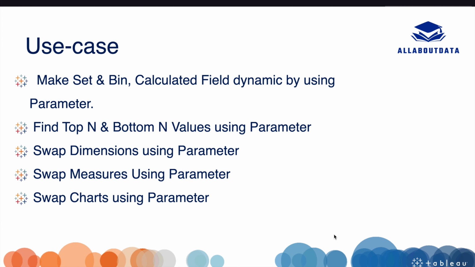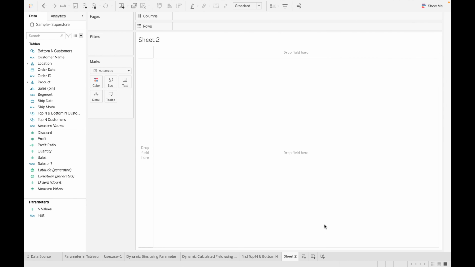So our next use case is swapping dimensions using a parameter. Why do we need to swap dimensions using a parameter? Suppose you have a lot of data in your dataset and you don't want to create a separate chart for each field. So what you can do is add the name of these fields into a parameter, and you can link the parameter to the chart, and you can swap these dimensions using the parameter to show all these values in a single chart.